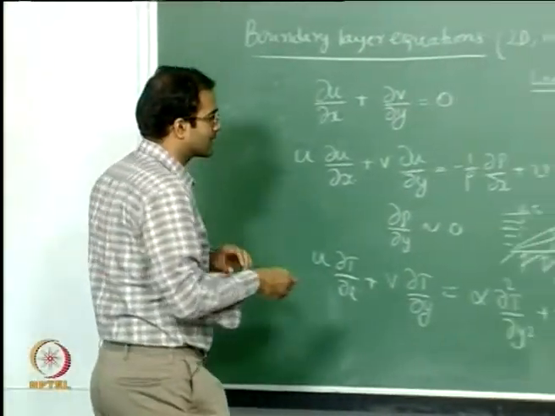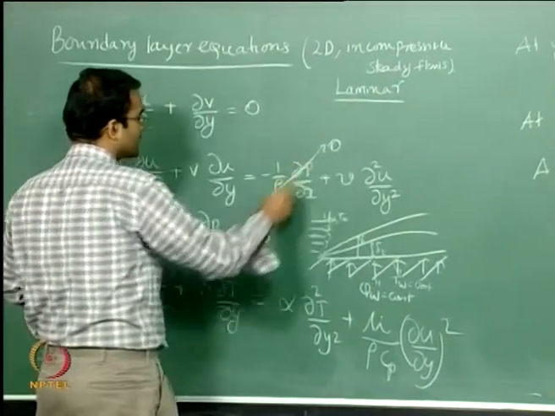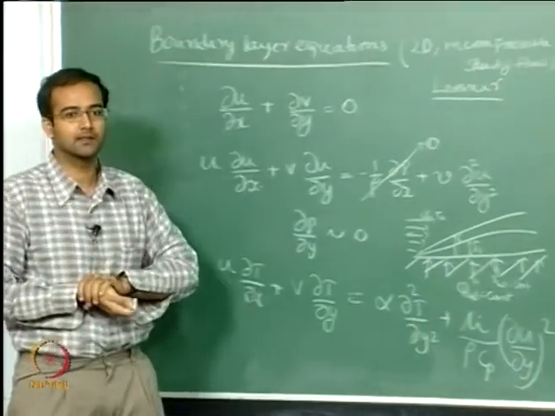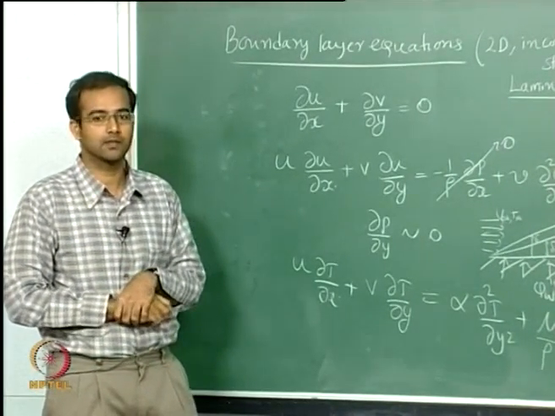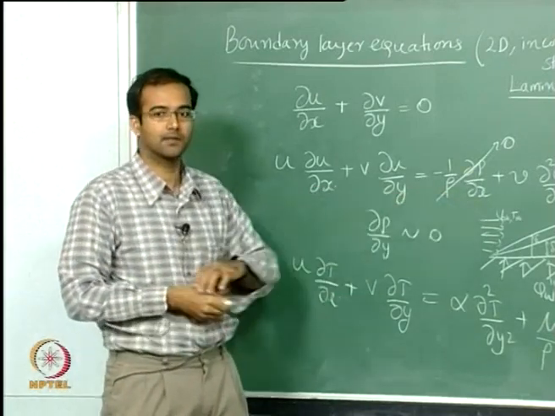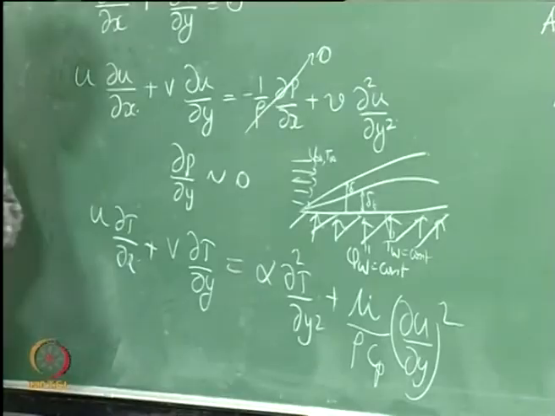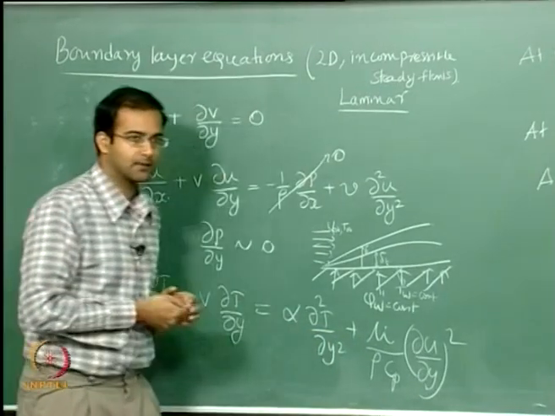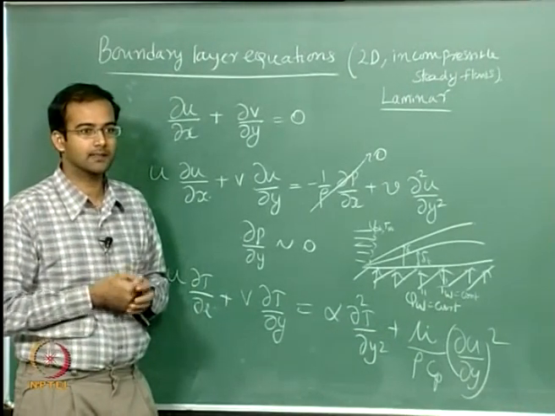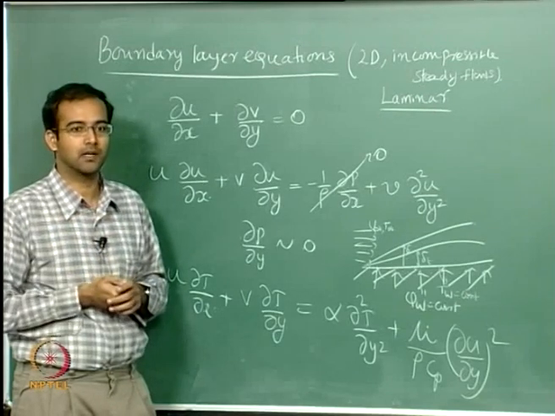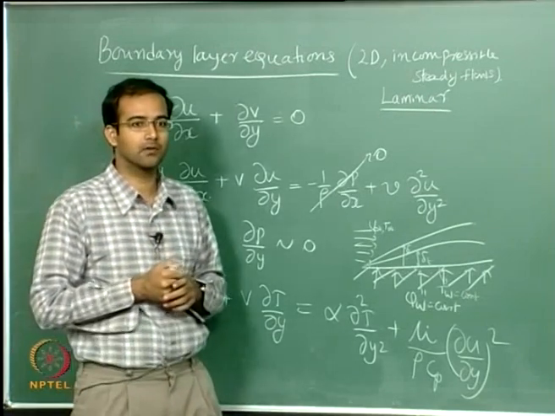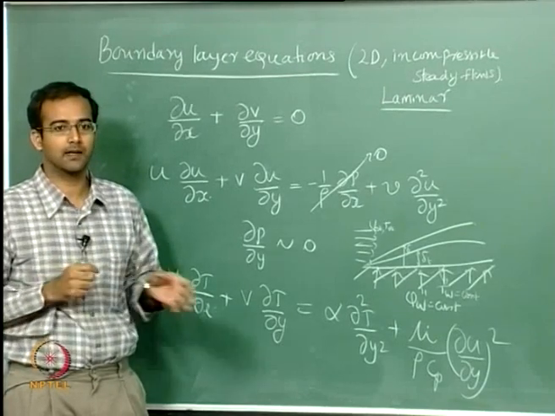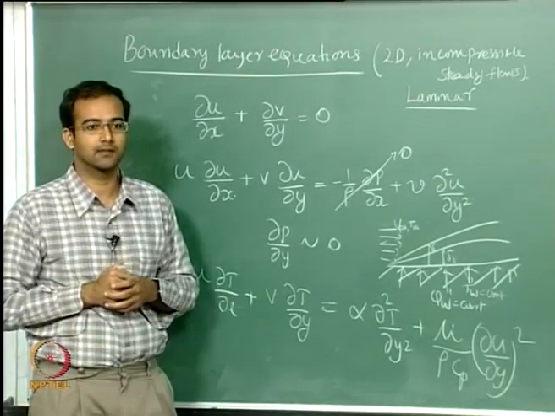Pressure gradient is 0, okay. So since your free stream velocity is constant, this term can be knocked out, as we have seen yesterday. Right now we could also retain the viscous dissipation term and solve, but that is a slightly complicated way of solving it, and we are not going to do it now.